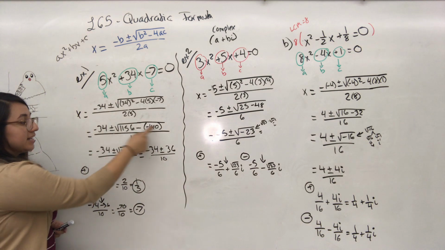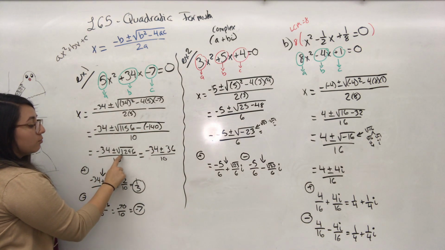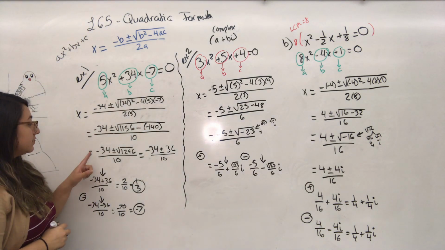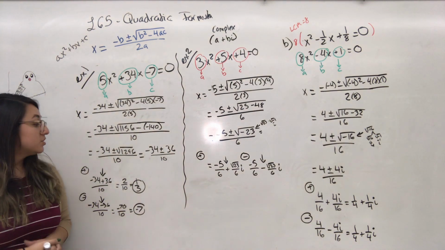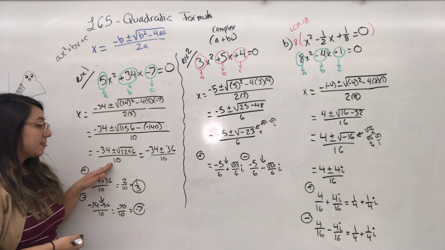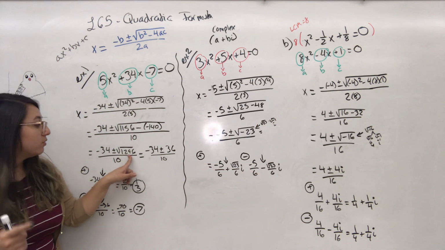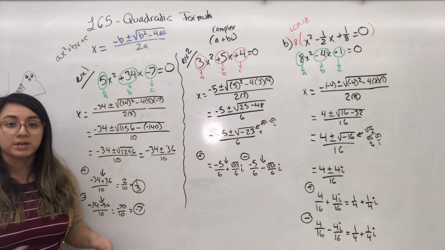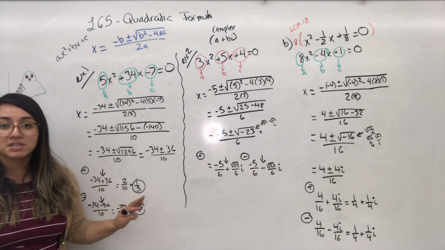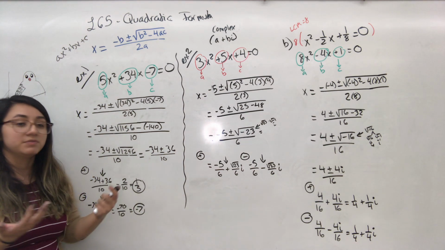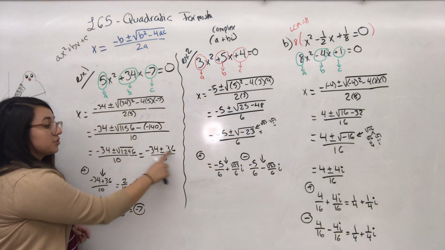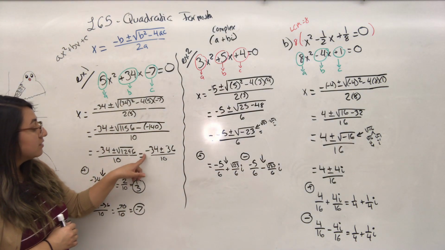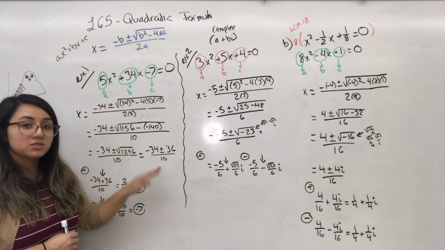Here, next step, I simplify under the radical again, I get 1,296. So here, negative 34 plus or minus the square root of 1,296 divided by 10. I always check in my calculator if 1,296 is a perfect square. If it gives you decimals, you have to simplify using the radical way, which we've done before. But in this case here, this is a perfect number. This becomes 36. Now it's negative 34 plus or minus 36 over 10.